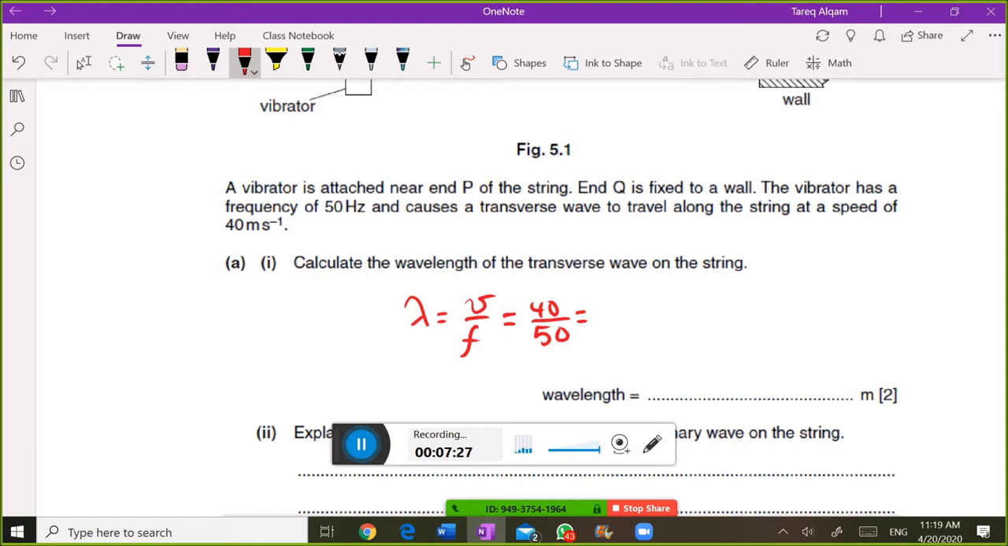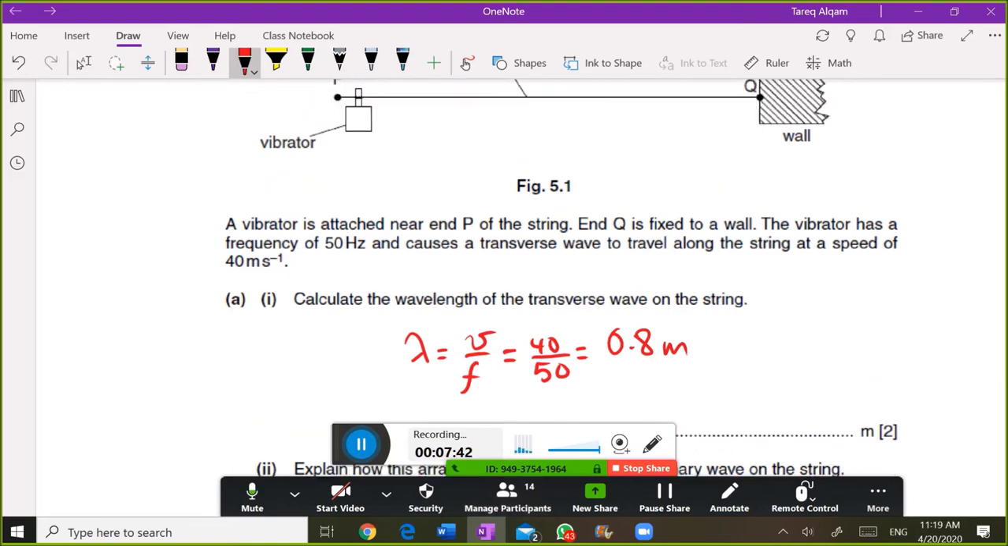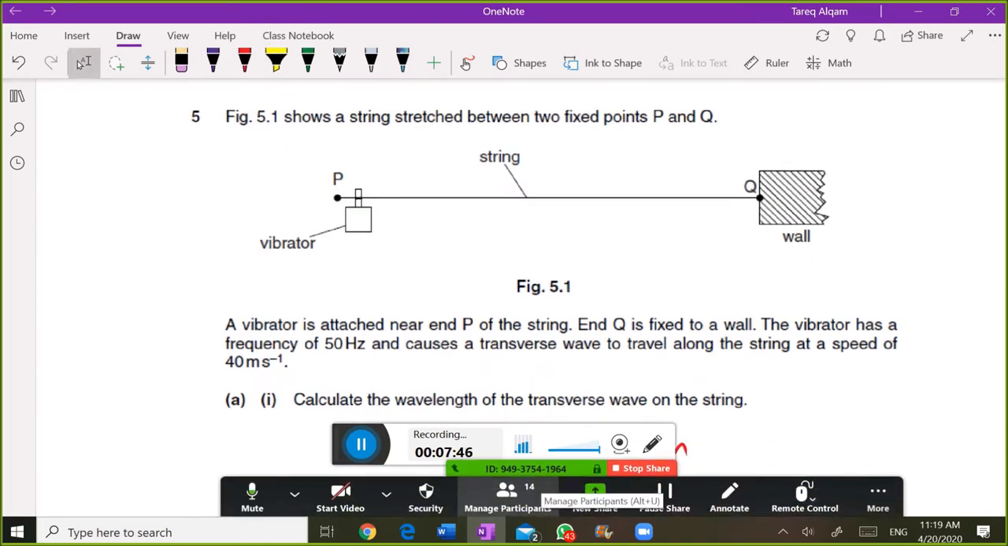Hamza, can you find the answer, please? 0.8 meters. Okay, 0.8 what? Meters. And this will be part of the question, because now we will use this value to find something else. It's easy stuff here, guys.